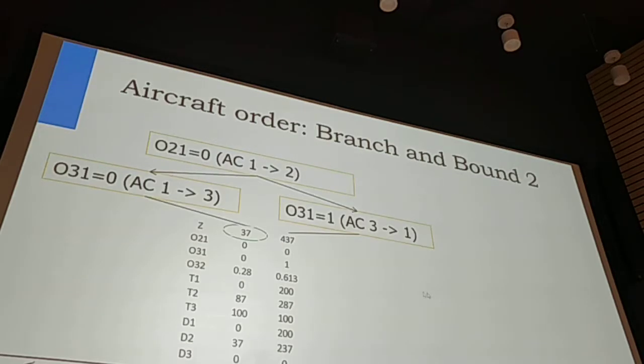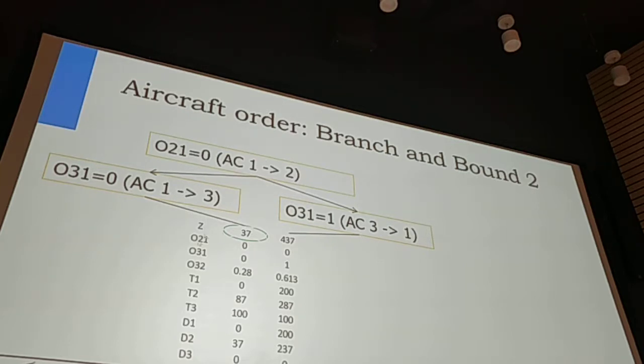Okay, so what we do now is look at, what if the order from 3 to 1 is 0, or the order from 3 to 1 is 1? So 0 means we first have aircraft 1 and then aircraft 3, or it's first aircraft 3 and then aircraft 1. You see in this case it still remains 37, so it won't change that. But if we change the order from 3 to 1, then it ends up as 437 as the minimum value, and this is basically our IP relaxed solution.